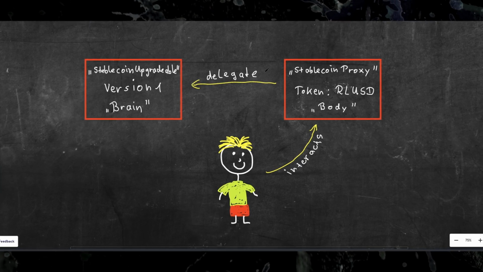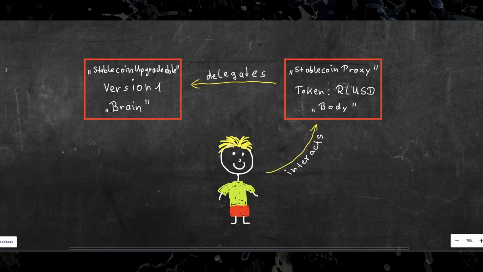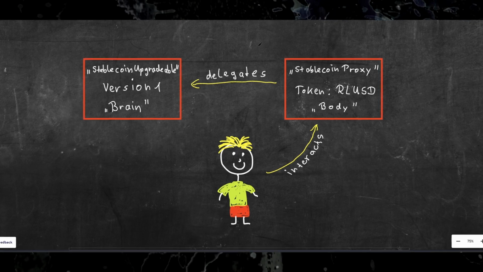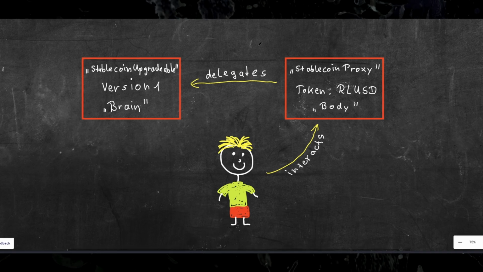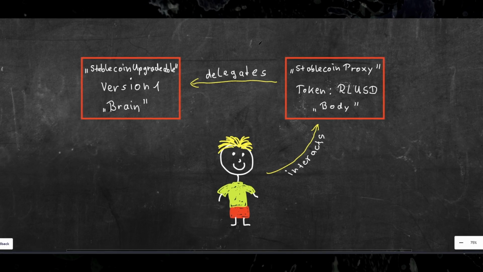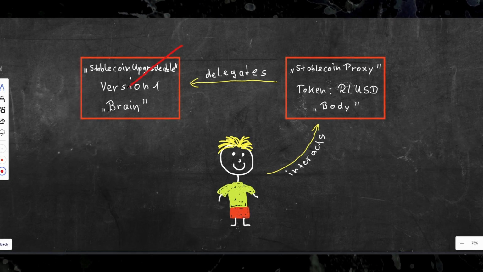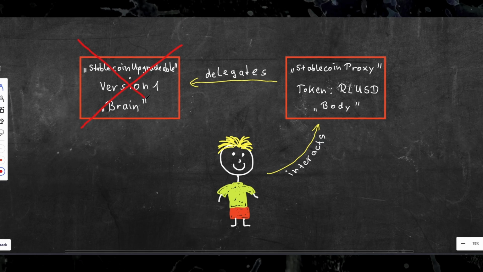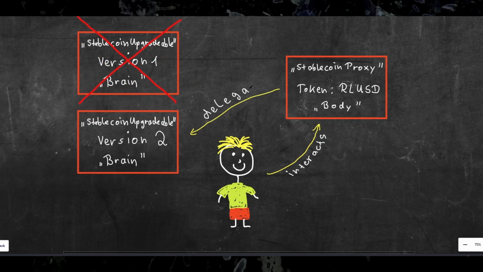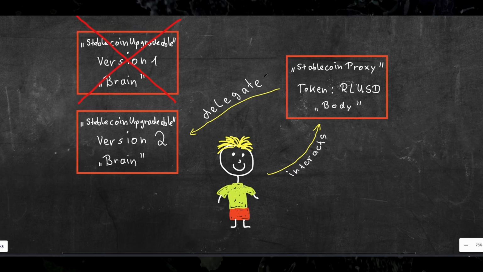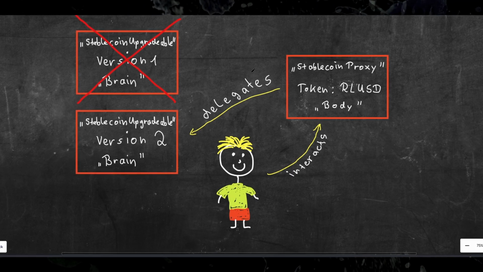This approach makes it possible that the token contract always stays the same for every user, but Ripple is able to change the logic in the upgradable contract whenever necessary. If Ripple were to change something, they would simply need to create a new upgradable contract version with upgraded code and tell the proxy contract to delegate its functionality to the new one instead.